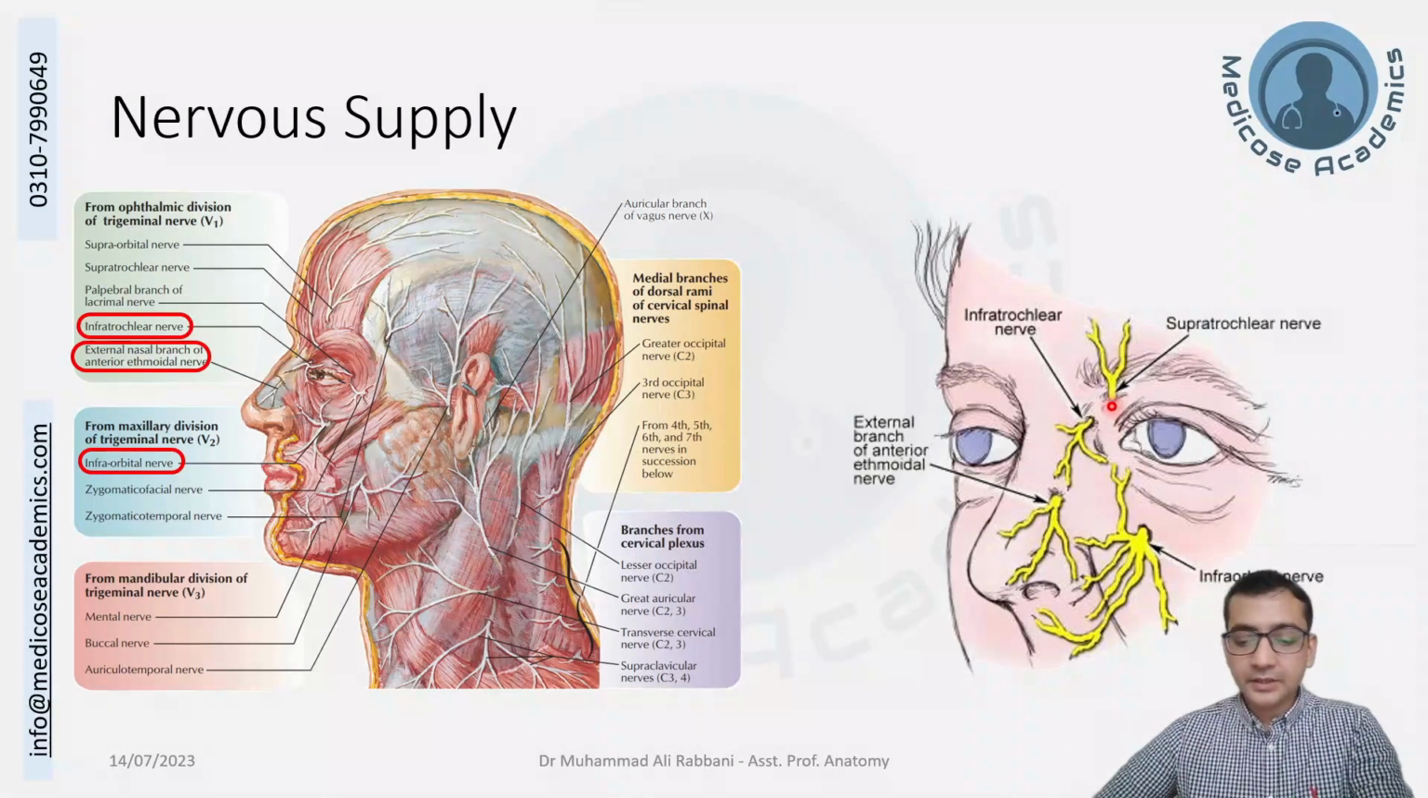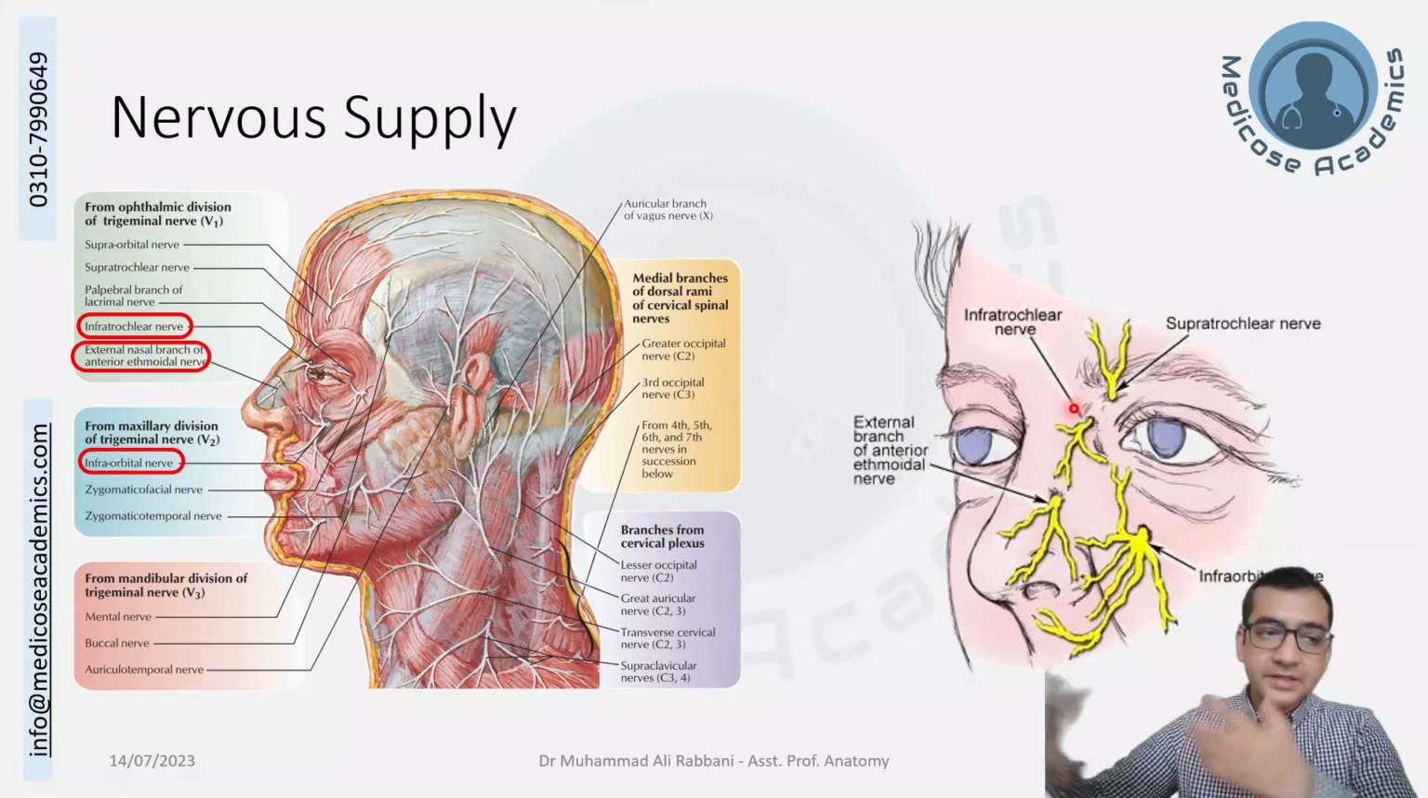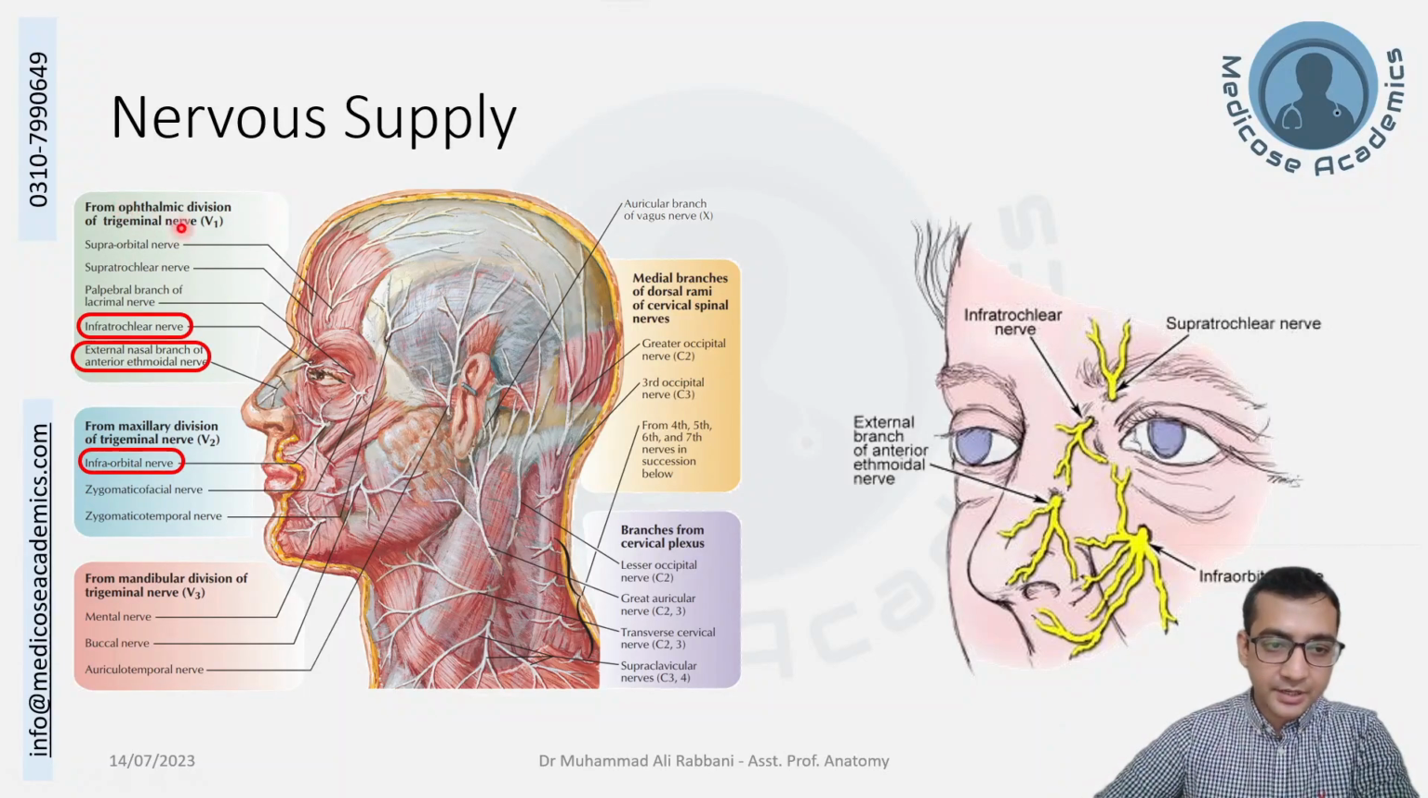lateral aspect. There are three nerves that are important. If we have studied in the orbital cavity that a branch of the nasociliary nerve was exiting the medial aspect of the orbit below the trochlea, the infratrochlear nerve. This is the branch of the nasociliary nerve that itself was the branch of the ophthalmic division of the trigeminal nerve that exits and supplies the root and bridge part of the nose.